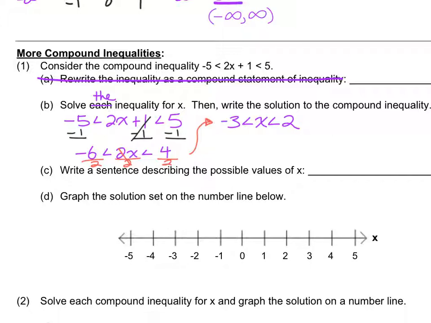The arrows are pointing to the left, which means that whatever's on the left-hand side should be the smallest available. Whatever's on the right-hand side should be the largest available. So the smallest number is negative 3, the largest number is 2. Negative 3 is less than 2, so we're in good shape. What this is telling me is that I have a bunch of x values that exist between negative 3 and 2.